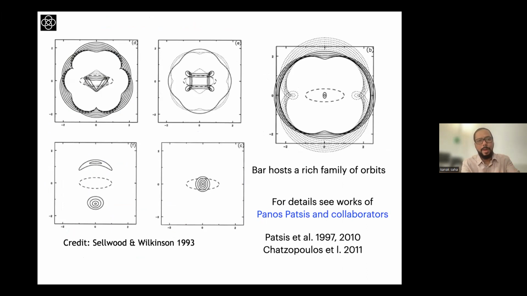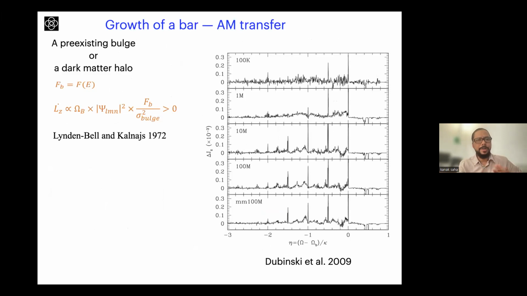So basically the bar has two periodic orbit families, X1 and X2, which are the backbone of the bar. And when we talk about the destruction of the bar, it is probably these X1 orbits that we are targeting. And I think there is very rich work from your group here, so I'll not get there.